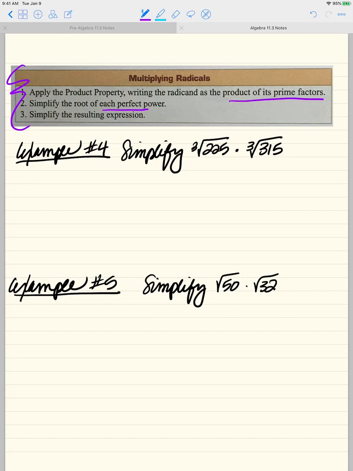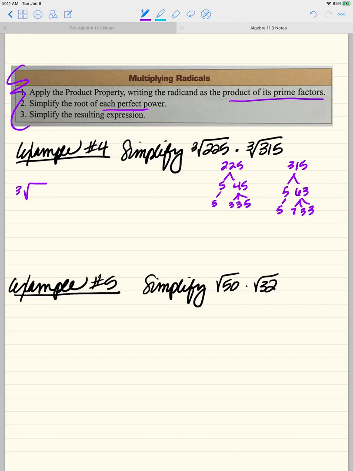Example number 4, we're going to simplify a couple cube roots here now. 225 and 315. Obviously, those are both divisible by 3. Or by 5, or 25, whatever, for this one. But we're just going to do 5 and 45. 45 is 9 times 5, so that's 3 times 3 times 5. 315, I'm just going to start with 5. That's 5 and 63. So 63 is 7 times 9, which is 7 times 3 times 3.